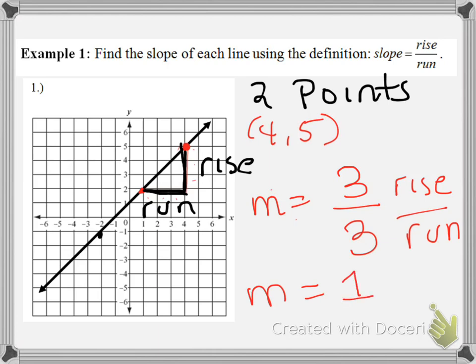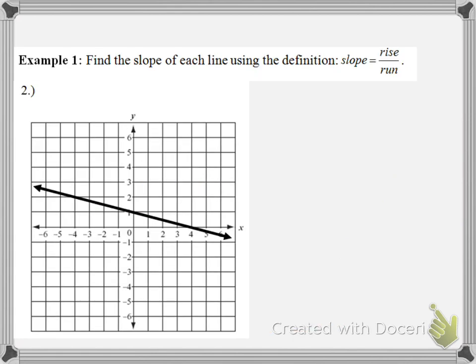So that means you go up 1, go to the right 1. Go up 1 to the right 1 to graph your points. That's exactly what it means, the rise over the run. And we are done. Let's look at example number 2.